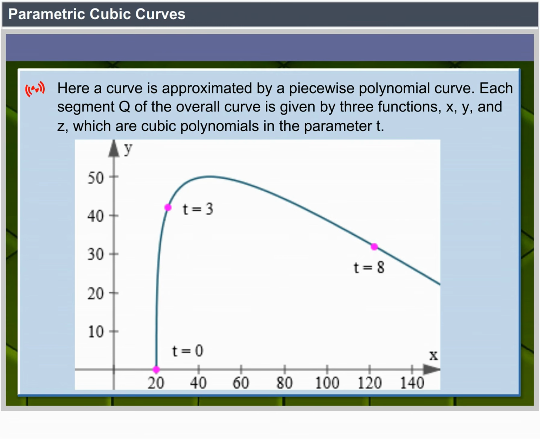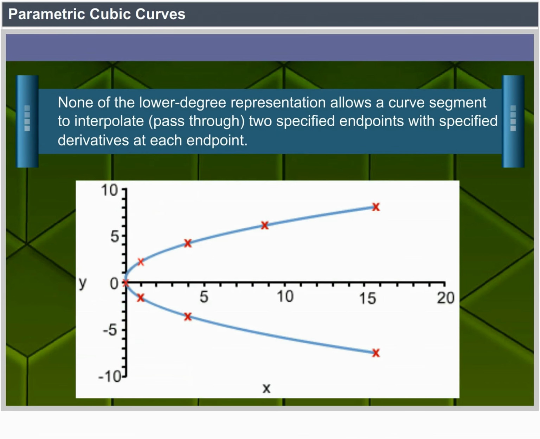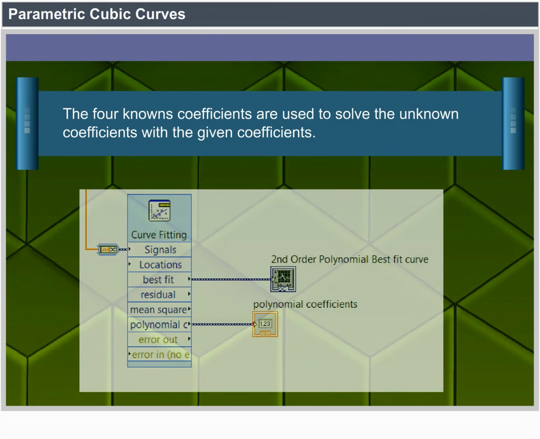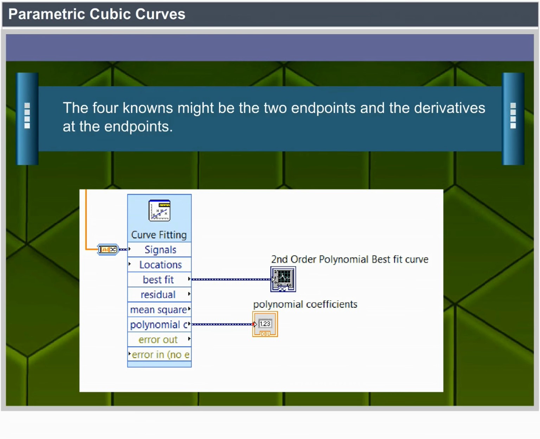Cubic polynomials are most often used because lower degree polynomials give too little flexibility in controlling the shape of the curve, and higher degree polynomials can introduce unwanted wiggles and also require more computation. No lower degree representation allows a curve segment to interpolate, pass through, two specified endpoints with specified derivatives at each endpoint. Given a cubic polynomial with its four coefficients, four knowns are used to solve for the unknown coefficients. The four knowns might be the two endpoints and the derivatives at the endpoints.